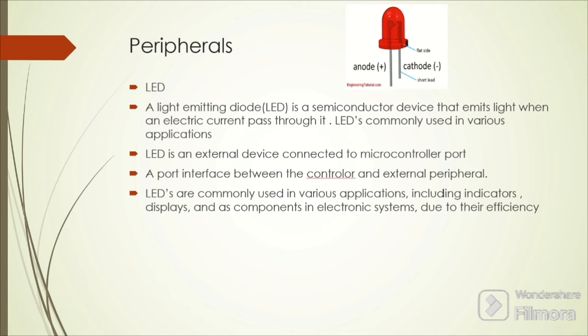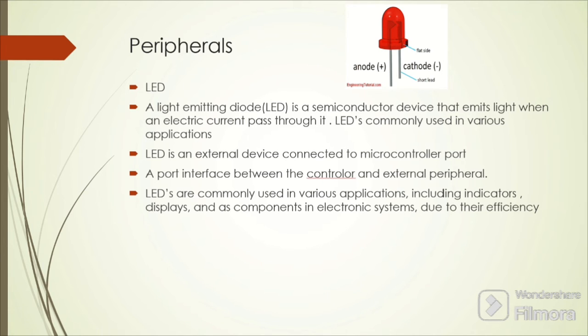So here we can see that the LED consists of two pins, that is the positive anode pin and the negative cathode pin. Here the positive pin can be connected to the port pins of a microcontroller, and the negative pin can be connected to the ground. So LED is an external device which can be connected to the microcontroller port. LEDs we can use commonly for indicating lights, displays, illumination. So this is all about the LEDs.